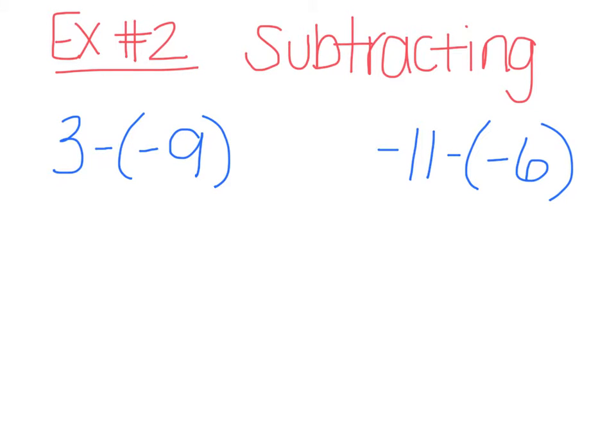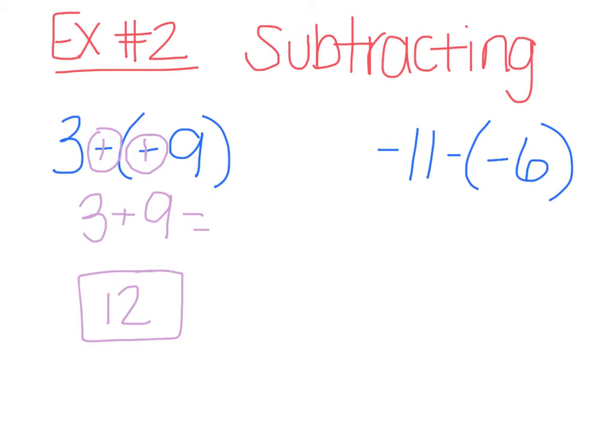Example 2, subtracting. Now, this is something to try to remember. When you have 2 negatives right next to each other like this, they both become positives. They both become pluses, and you don't need 2 plus signs right next to each other. So we just put 3 plus 9, which gives us an answer of 12.